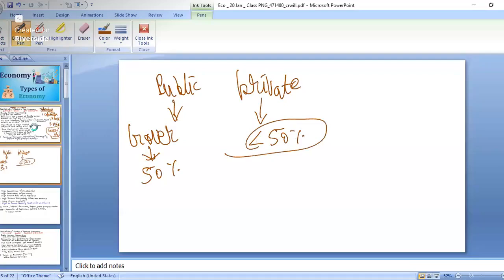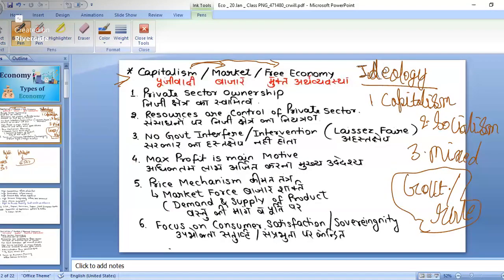Those properties will be known as private. So in the case of the capitalist economy, we have private sector ownership. There is no role of government, and if there is any role, it will be of a minimum level. Resources are under the control of the private sector, and no government interference or intervention happens. This particular type of economy is known as laissez-faire. Remember, it means there is no interference of government while doing marketing or any trade.